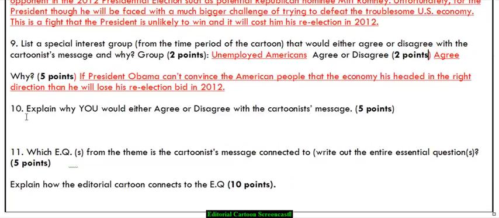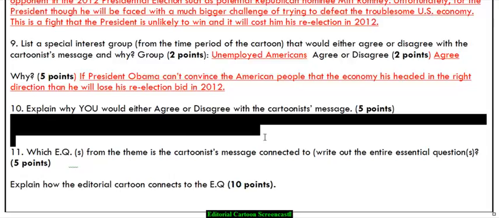Now we're looking at you. Explain whether you would agree or disagree with the cartoonist's message. Now looking at question 10, we're no longer looking at a group of people, we're looking at you as an individual, and just a simple question of whether you would agree or disagree with the cartoonist's message, and then explain why you would agree or disagree with it.